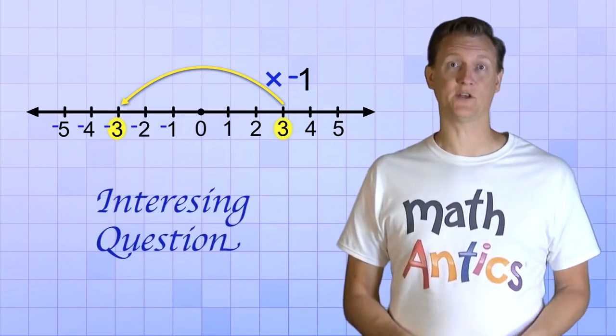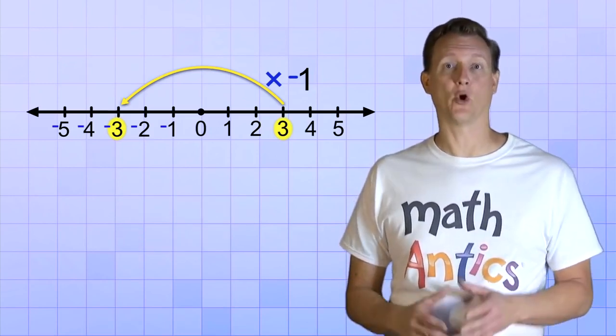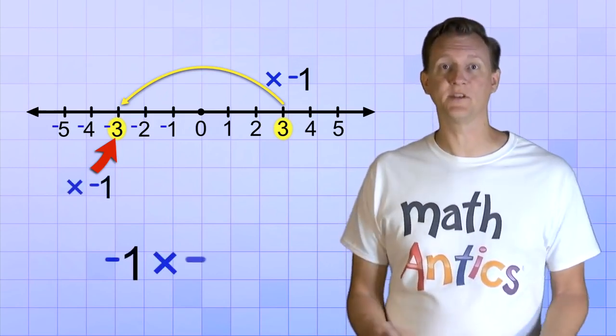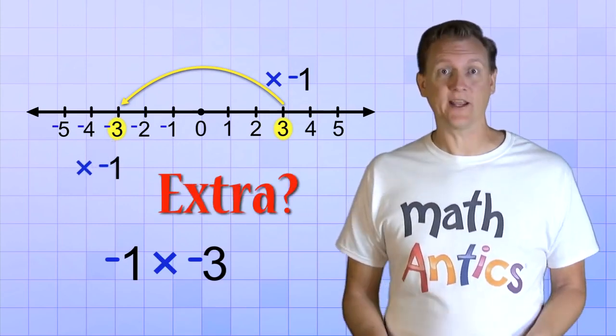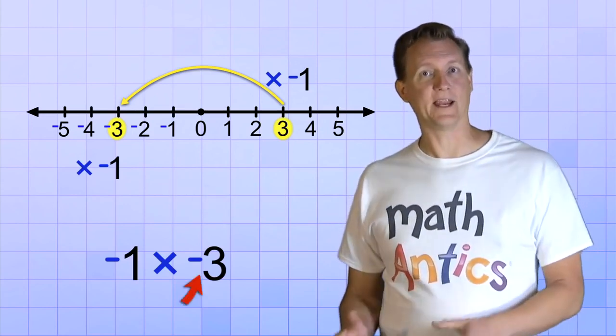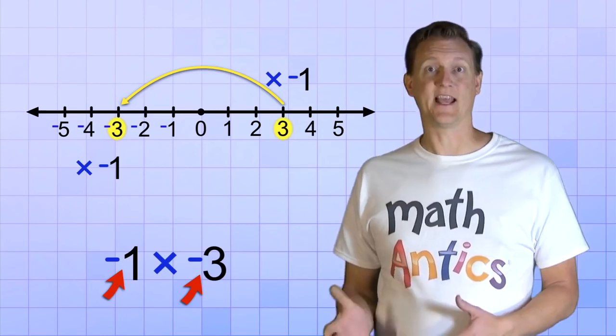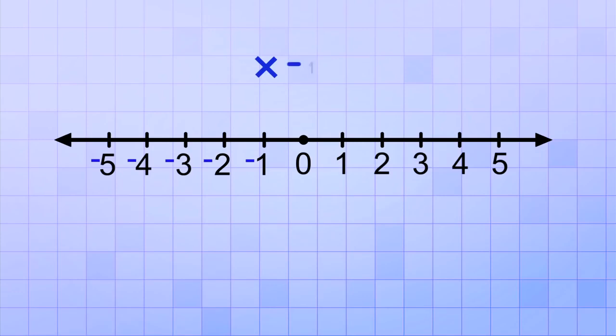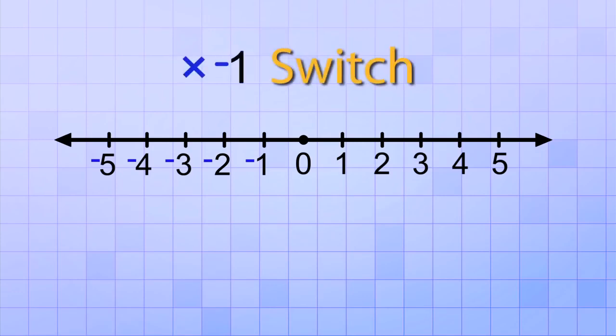But that raises an interesting question. What happens if you multiply a number that's already on the negative side by a factor of negative 1? Like negative 1 times negative 3. Is that going to make it extra negative? Nope. In fact, it's going to do just the opposite. Multiplying a negative number by another negative factor is actually going to switch the answer back to the positive side of the number line. Multiplying by negative 1 acts like a switch no matter which side of the number line you start on. If you start with a positive, then multiplying by negative 1 switches it to negative. But if you start with a negative, multiplying by negative 1 switches it back to positive.